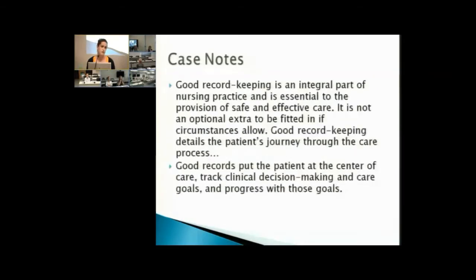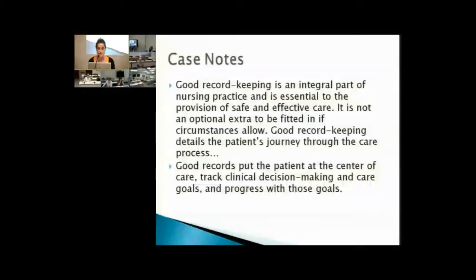I'm just going to make another couple of quick notes on case notes, and then I'll turn it over to Bob. This is also from a nursing journal. It says good record keeping is an integral part of nursing practice, and in our case, care coordination, because SASH coordinators are care coordinators, and is essential to the provision of safe and effective care. It is not an optional extra to be fitted in if circumstances allow. So again, you just have to make time for this.